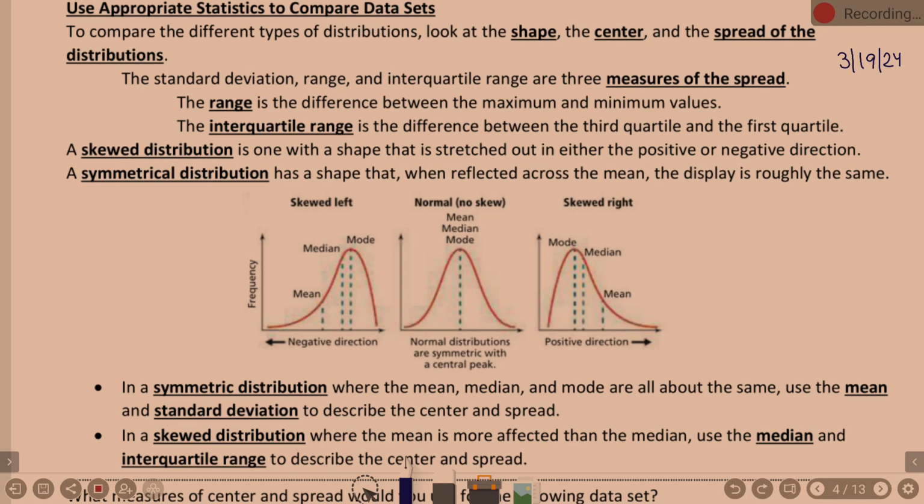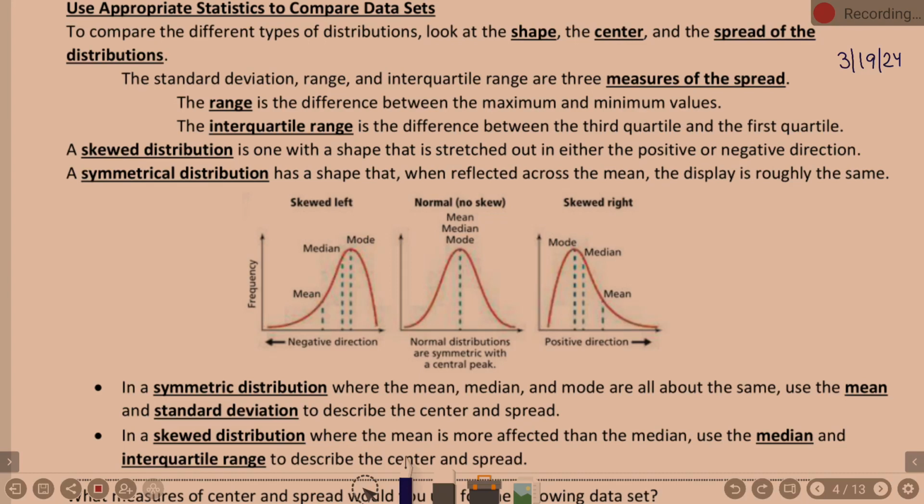With that information, we can help determine what kind of distribution we have. A skewed distribution is one with a shape that is stretched out in either the positive or negative direction. As you look at the pictures here, the left and the right are skewed. It's not a nice, neat, symmetric curve. It is pulled one way or the other. A symmetrical distribution has a shape that, when reflected across the mean, the display is roughly the same. So from that mean, it's symmetric on both sides.